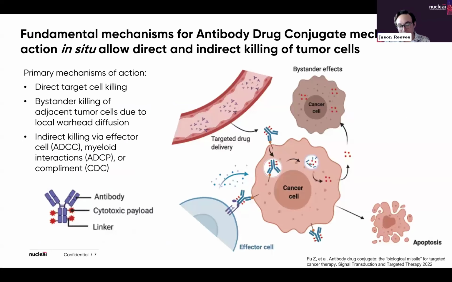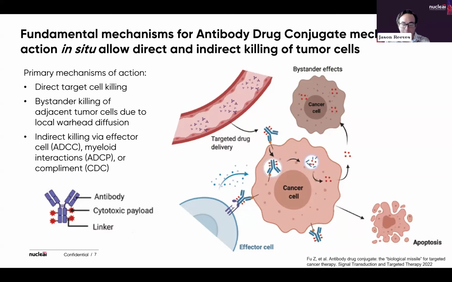So I want to take a step back and talk a little bit about the mechanism of action of ADCs, and then we'll talk about the models a little bit more specifically that will help us understand how Nucleai develops ADCs and why we develop our ADC models. Just to level set with everybody, this is probably recap for a lot of folks, but I want to make sure we're all on the same page.